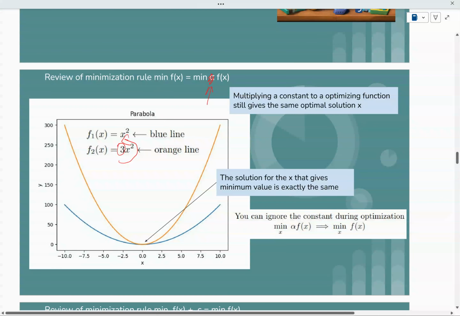Okay. This is why sometimes when we look at the regression objective, you see 1 over n sum of (f of xi minus yi) squared. Other times you see 1/2, right? These constants don't really matter if you just want to find the solution. Okay, so this is what happens when you multiply by a constant.